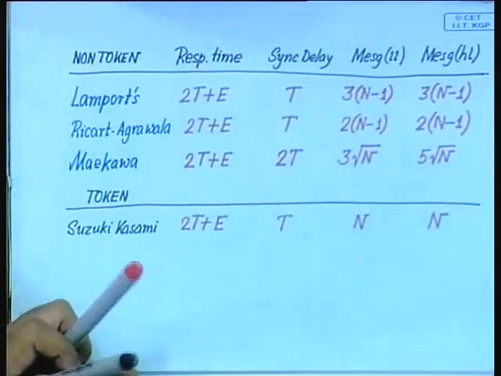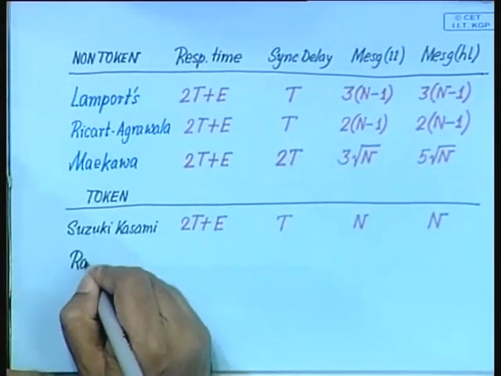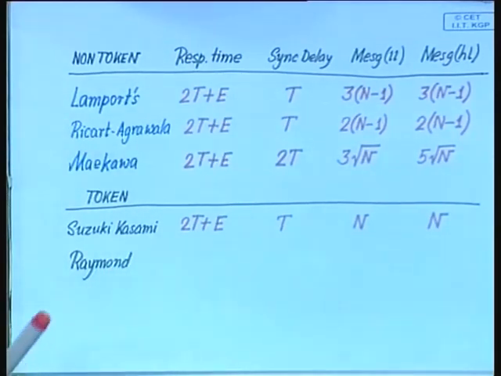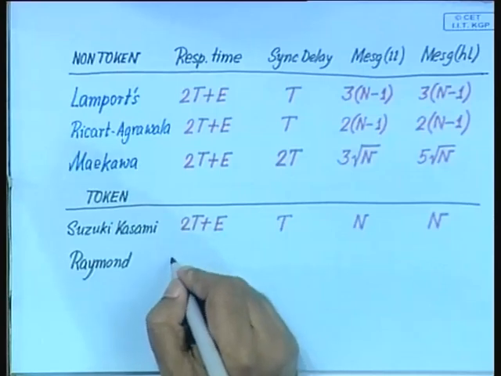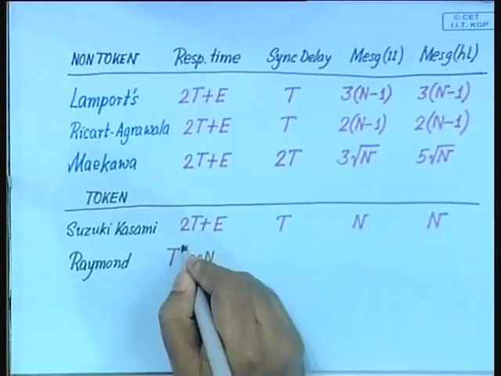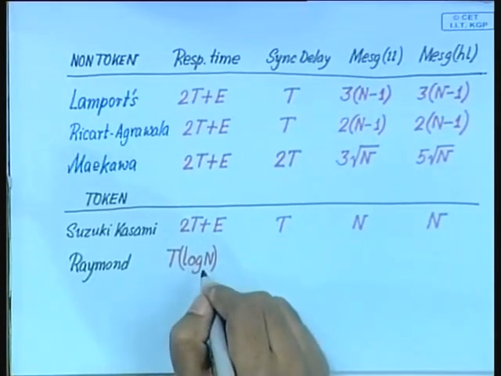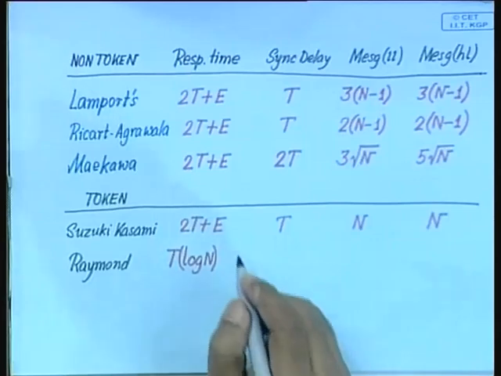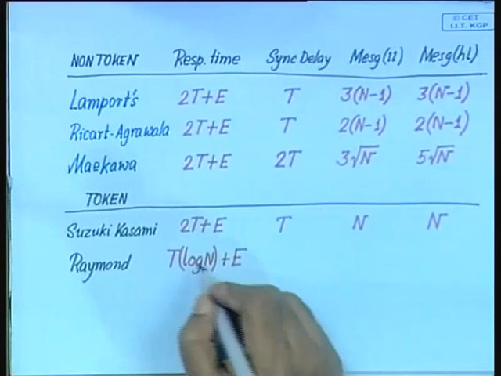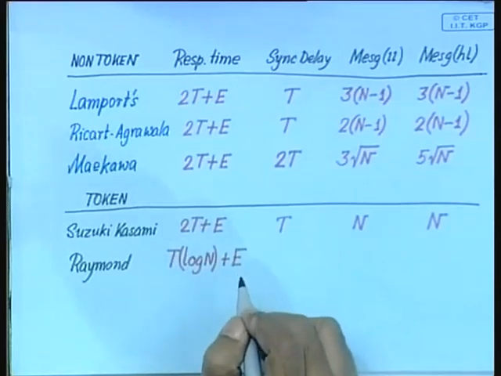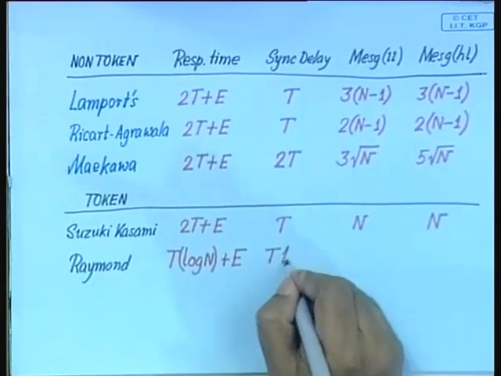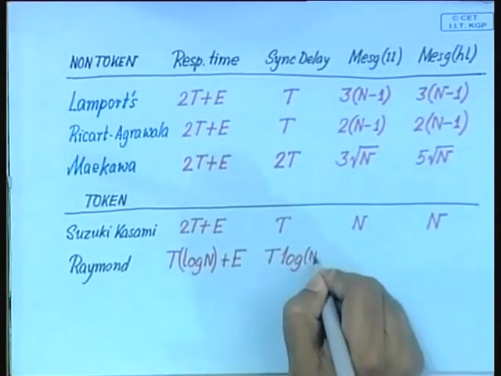Now, let us look at Raymond's algorithm, the one that we saw, the tree based algorithm. So, this is T log n, this is the time that it takes for the requests to go up, order of T log n, plus E. Then synchronization delay is T log n by 2.